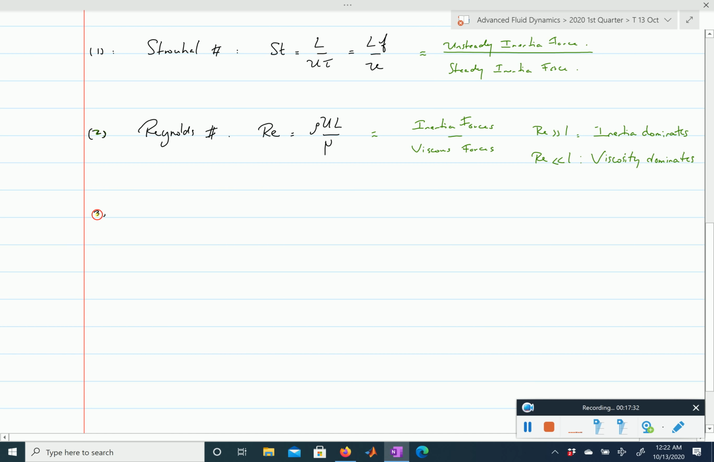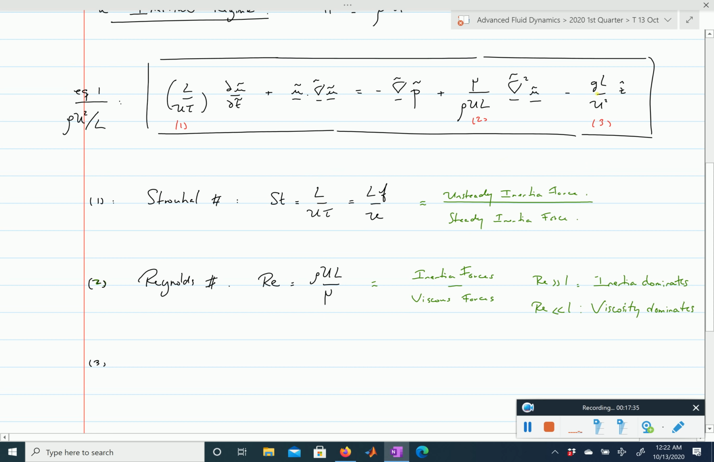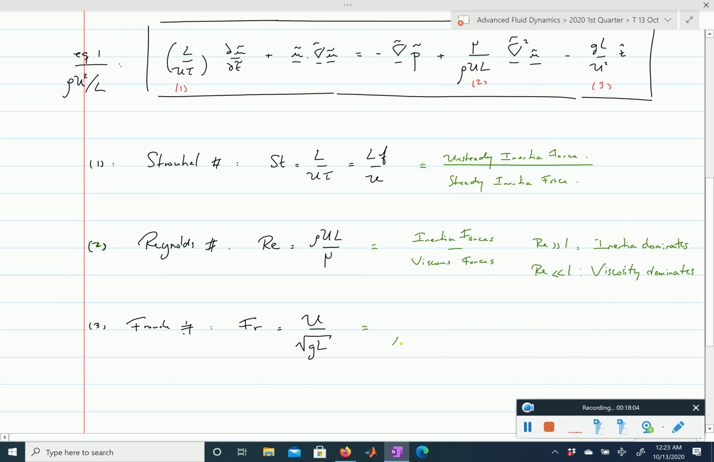Finally, the last number here is related to the ratio between gravity forces and inertial forces, and usually in the literature this is represented as the square of a non-dimensional number, which is called the Froude number. And so we'll take the Froude number as the square root of the inverse of this number here, so we'll take it as u divided by the square root of gL. And so it represents the square root of the ratio between inertia forces to gravity forces.